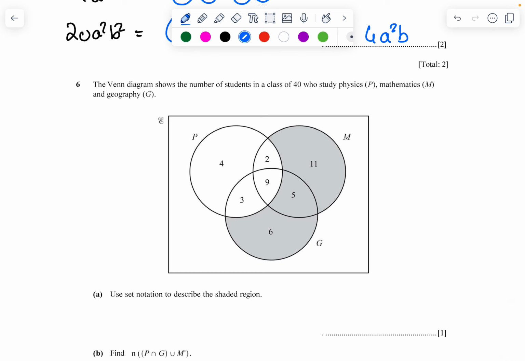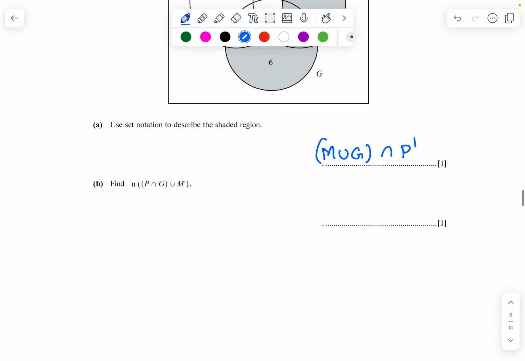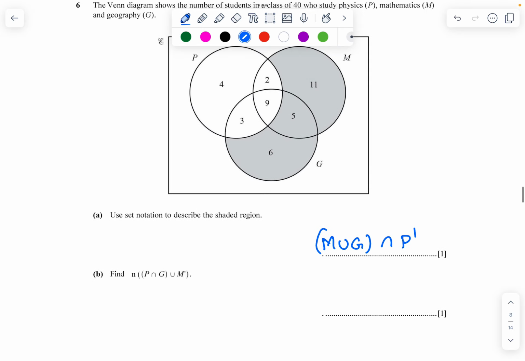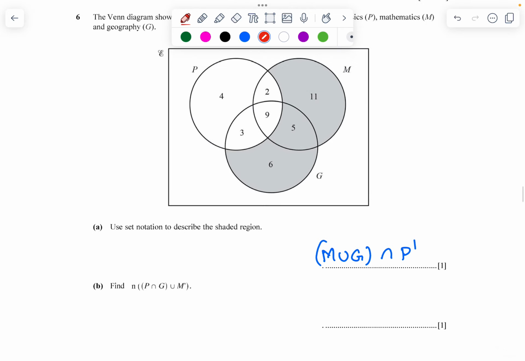Question number 6. The Venn diagram shows the students in a class of 40 who study physics, mathematics, and geography. Use set notation to describe the shaded region. We can clearly see that it is in M and G, M union G, but it is outside of P, so intersection of P complement. Next, n of P intersection G. What are the numbers in P intersection G? 9 and 3.